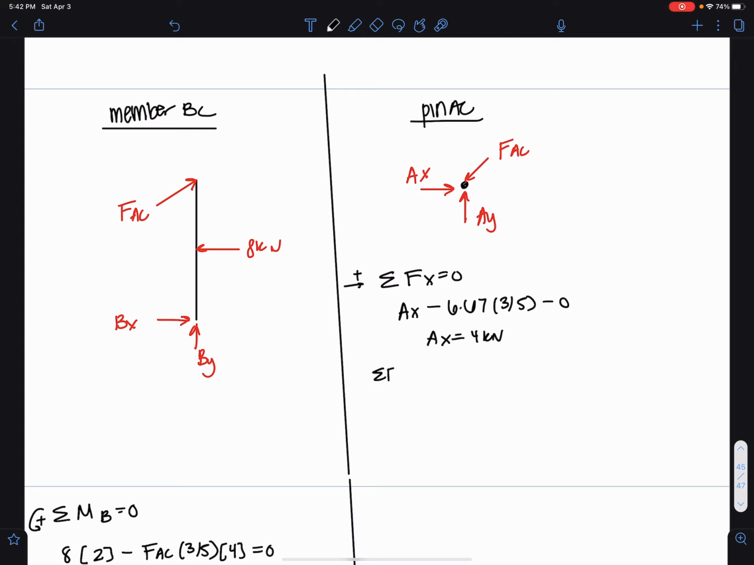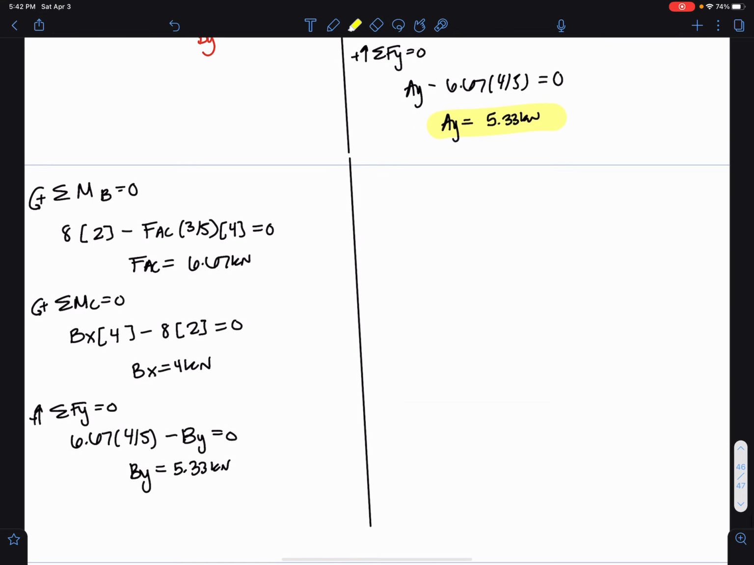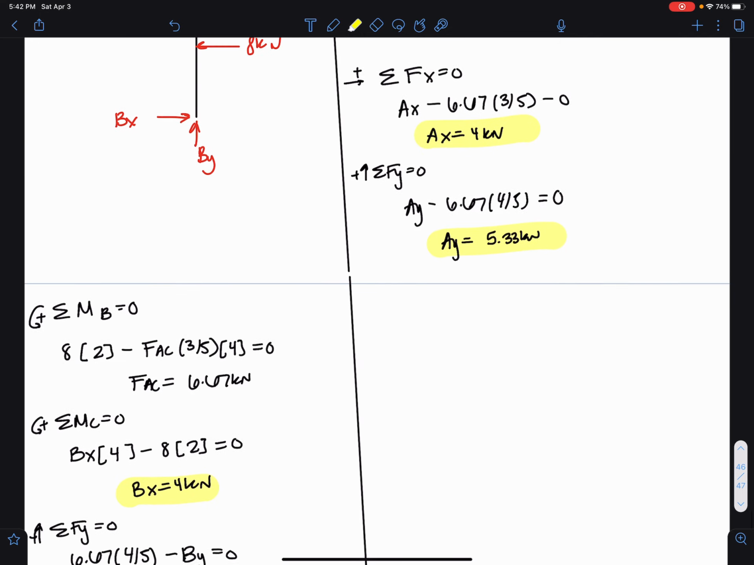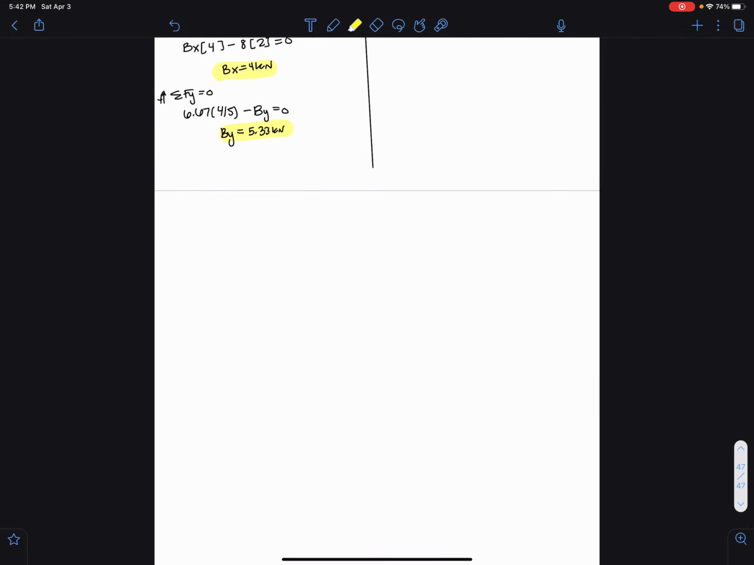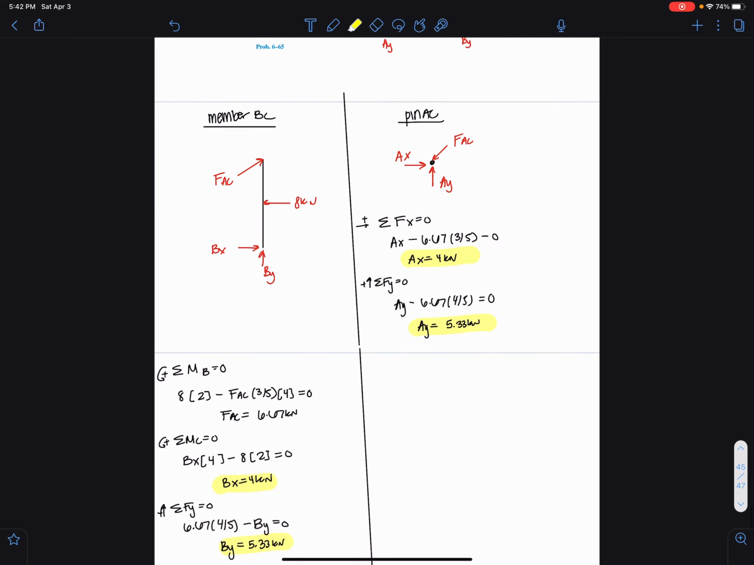And then I can sum forces in the Y direction. Up is positive, and I get AY minus 6.67, but the 4/5 component, which is in the up-down direction, and I can directly solve for AY as 5.33 kilonewtons, and that is my answer. So I have AX component, the AY component, and I have the BX component and the BY component, which you'll see are the same, right? Okay, so that concludes topic 6, which was structural analysis.